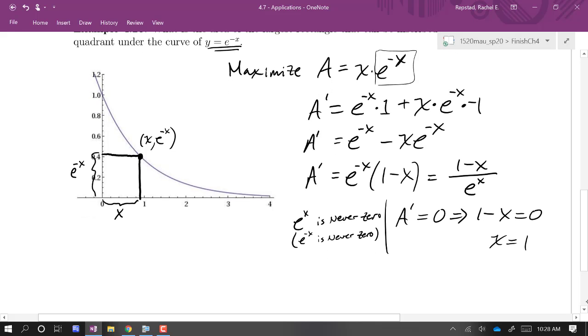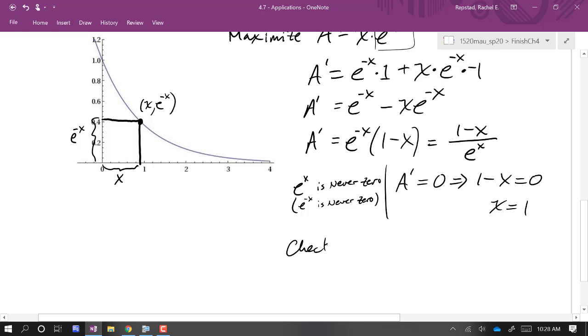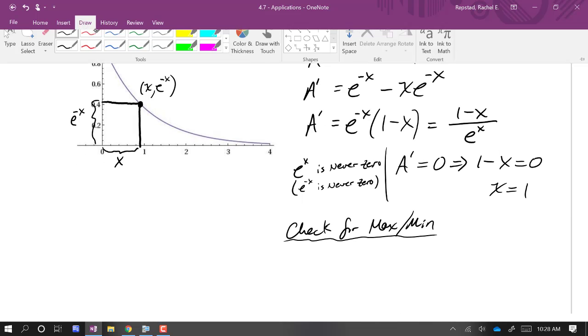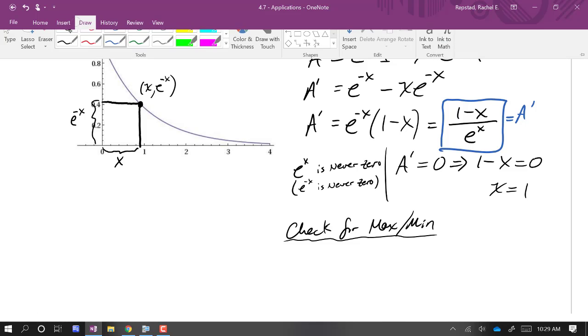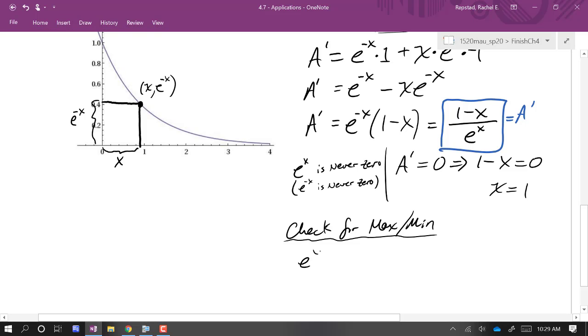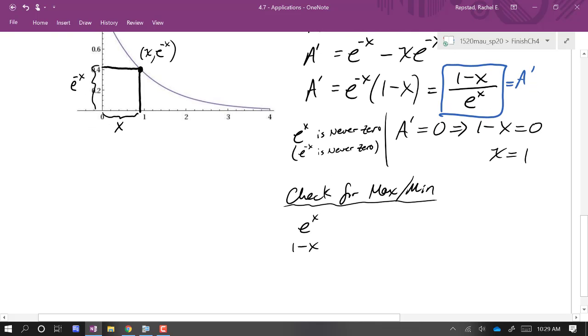Hopefully that's the one we're looking for that gives us a maximum. Now we have a couple ways to do this. Sometimes we find the second derivative and check the concavity; it would be concave down at a maximum. In this case, I think it's easiest to just make a sign chart, thinking of the derivative in this form. I'm going to make a row for 1 minus x, a row for e to the x, and then my last row just for A prime.